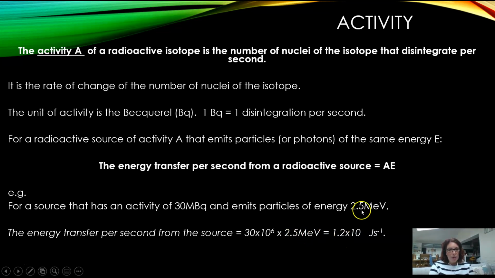And I get 1.2 times 10 to the... I didn't put the number in. Let me just quickly do it.